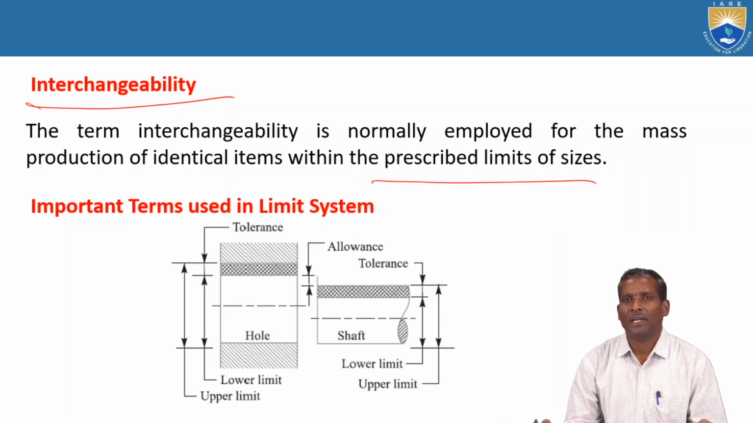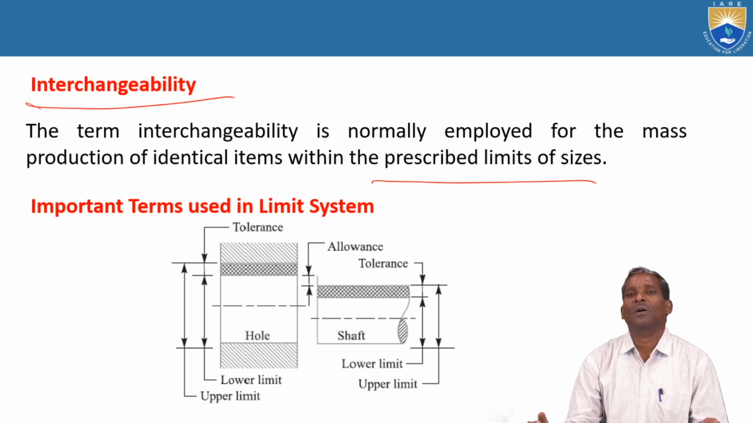Example, the shaft diameter and the hole size. The important terms are used in the limit system, which is why it is called a limit system. In this limit system, we will study what the upper limit is, what the lower limit is, what the basic size is, and what the nominal size of the component is. Why? Because only within these limits is interchangeability applicable.